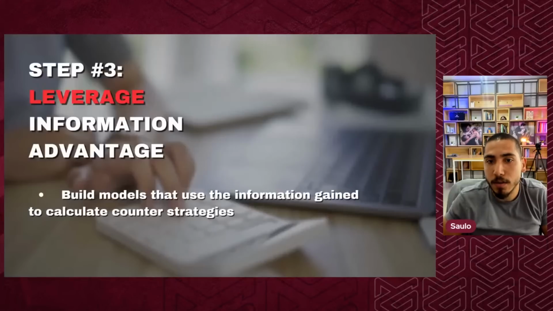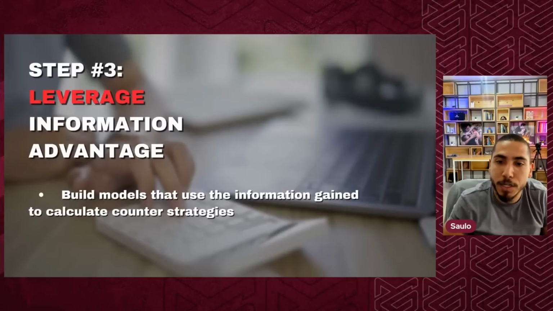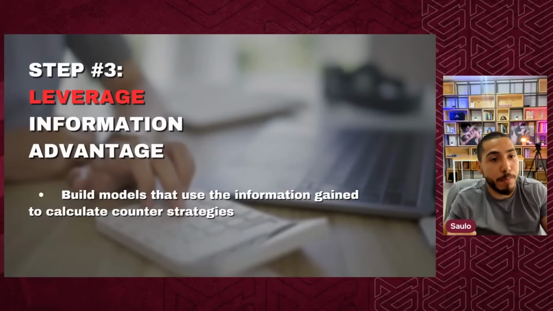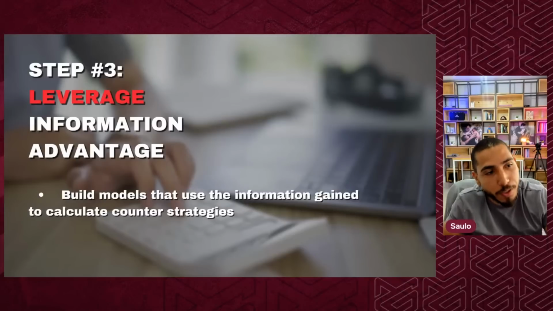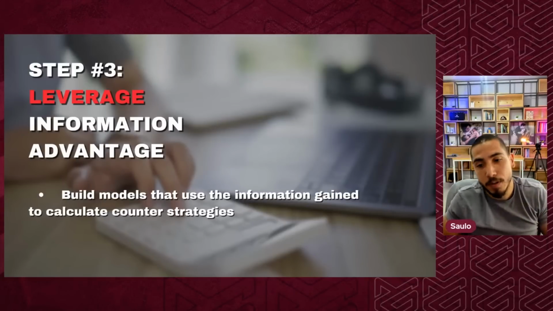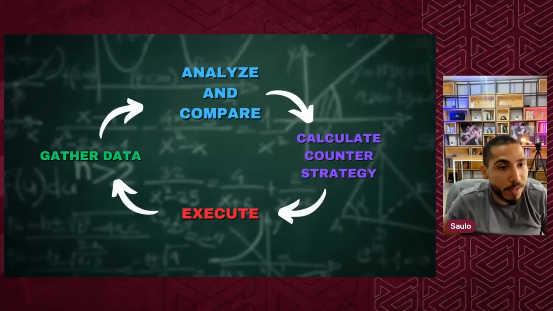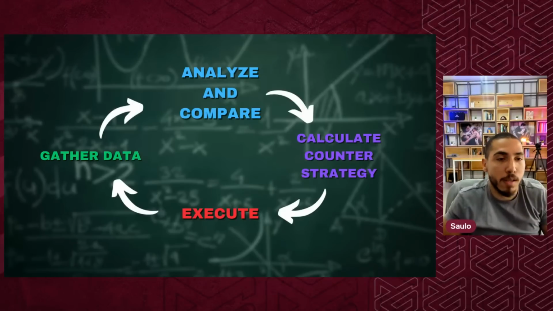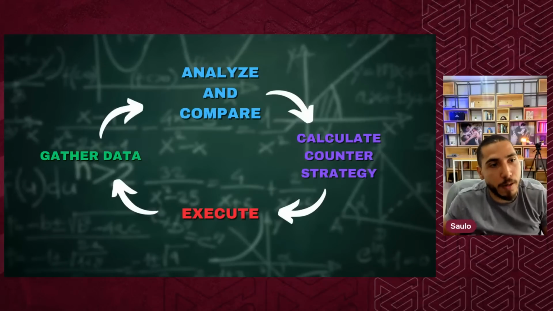And then lastly, you have leverage information advantage. So you build models that use that information that you gain to calculate counter strategies. So you need to use that information for something, and that something is building an exploitative strategy that goes ahead and extracts EV from that gap. So it's a continuous process of gathering data, analyzing and comparing, calculating counter strategy, executing.